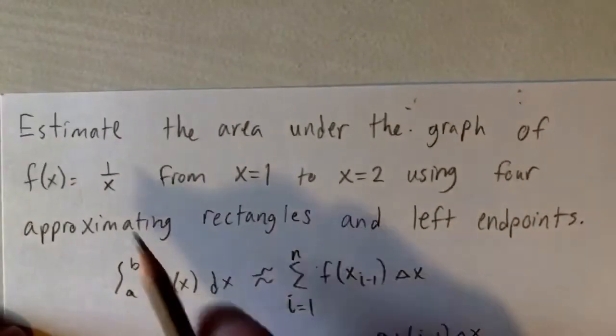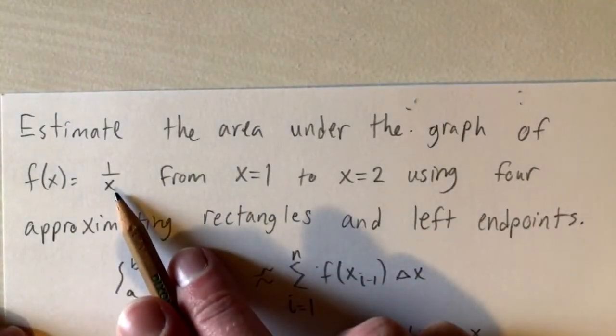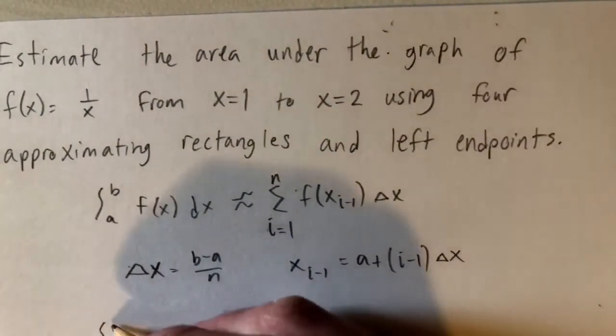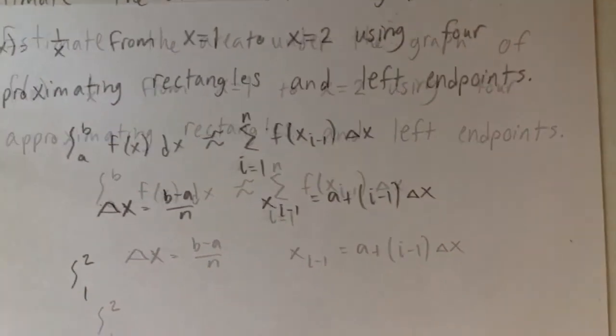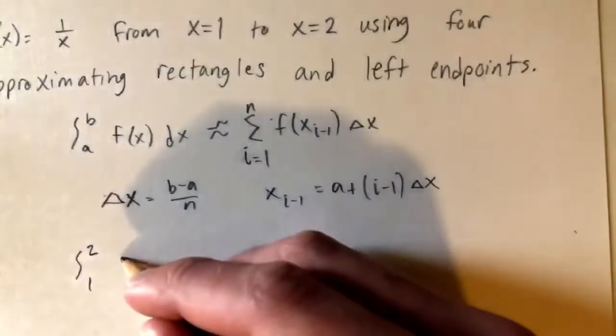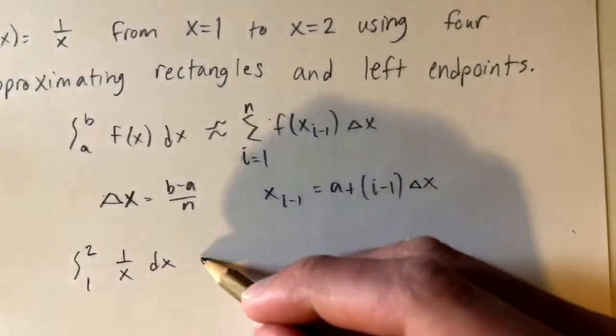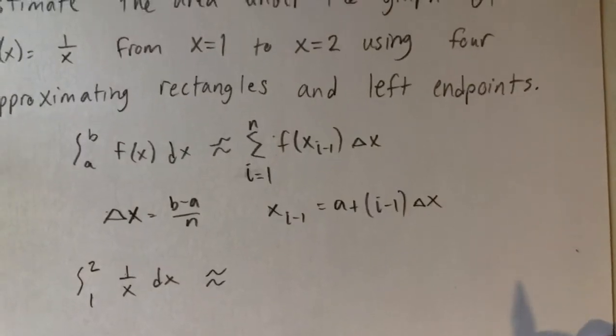So what we need to do is figure out the integral that we're trying to find, which is the area under this function, 1 over x, from x equals 1 to x equals 2. That tells us the bounds of our integral are 1 and 2, and the function we're trying to find the integral of is 1 over x dx. So we can estimate that using this summation here.